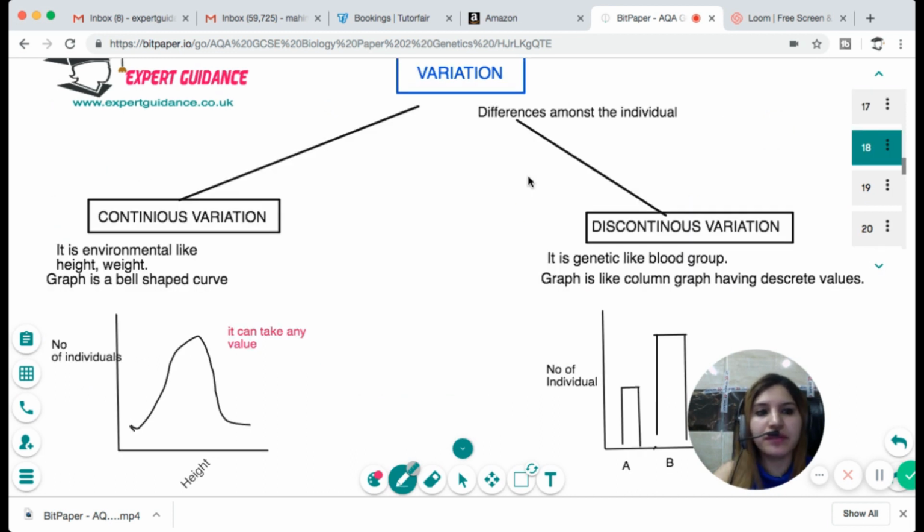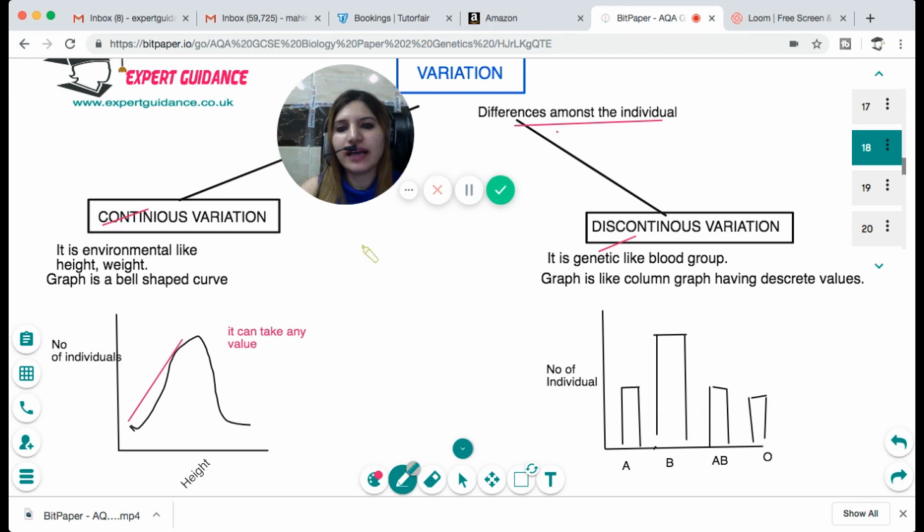Now, a very important concept: variation. Variation is the difference amongst individuals. You can see in your class, there are some students who are tall, some students who are short, some are fat, some are thin, some are skinny. So variation can be of two types, continuous and discontinuous. Continuous is mostly environmentally triggered, like height and weight. So if I try to measure the height of the individuals in your class, I can get any value. I'm not certain what the height would be for all the individuals because height is environmental plus genetic, but since there are environmental influences, it takes any value.